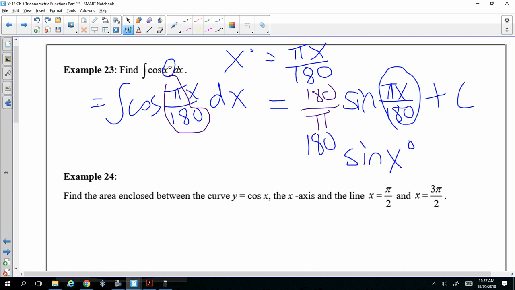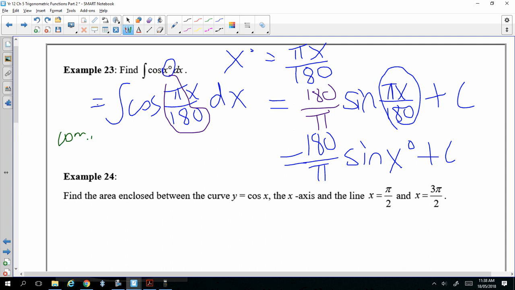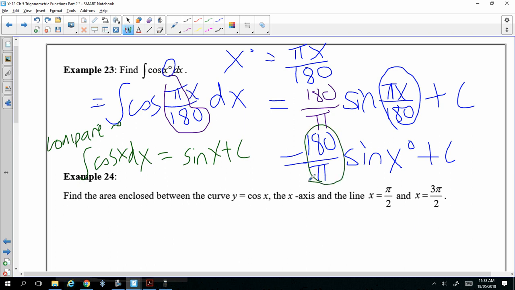Now, of course, you can compare with the other one. Compare if you're doing in radian mode, in radian angle. So compare with this, cos x dx. You just get sin x plus c, so without this extra bit, like that. Okay, I think about this.